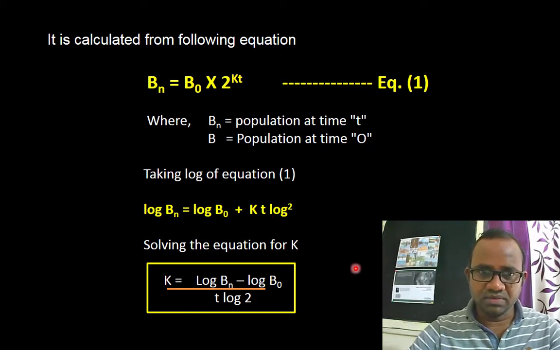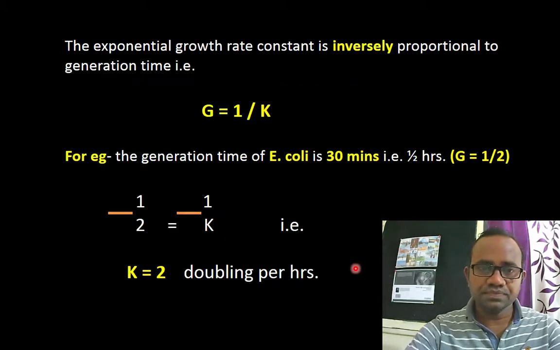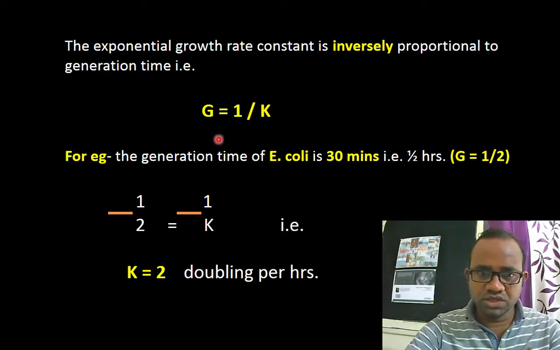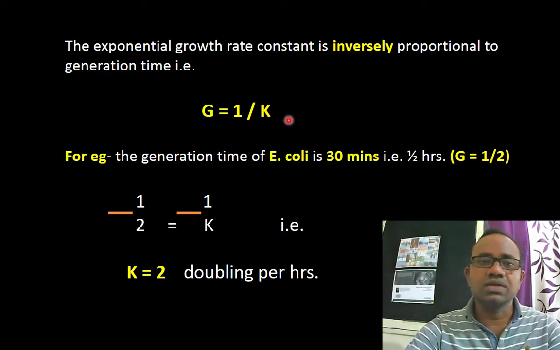Now this becomes the growth rate constant equation by which we can calculate or determine the time by which the bacteria get doubled. For example, the growth rate constant is inversely proportional to the generation time, that is G. So G is equal to 1 by K, because K is inversely proportional to G. G is the generation time, K is the growth rate constant.